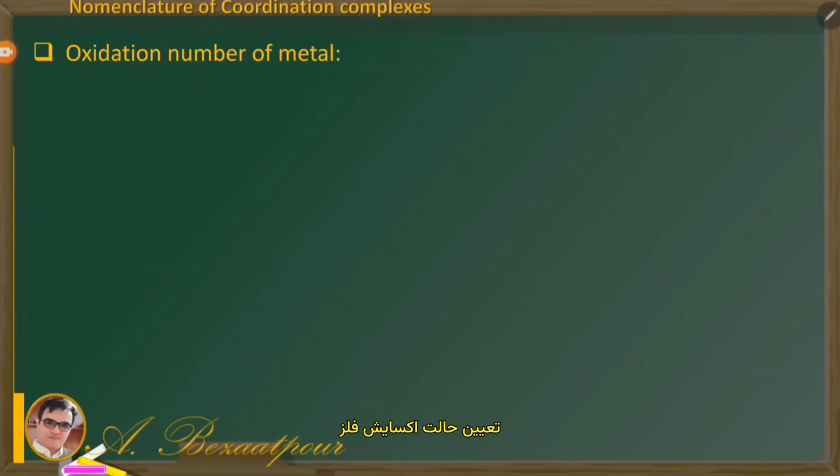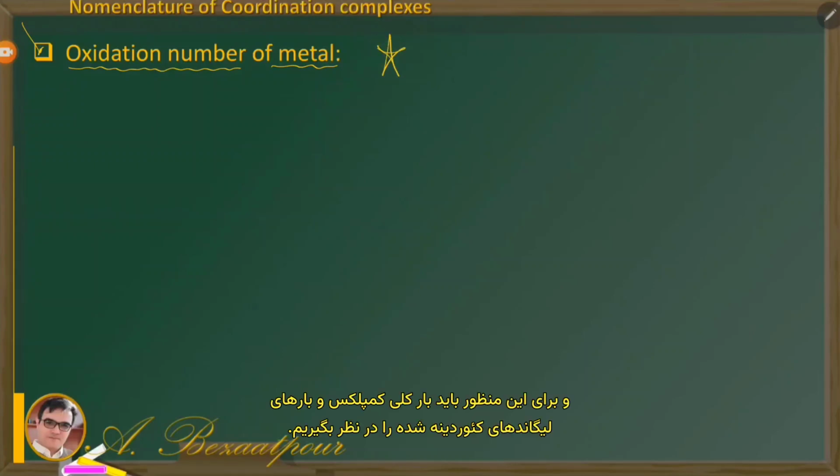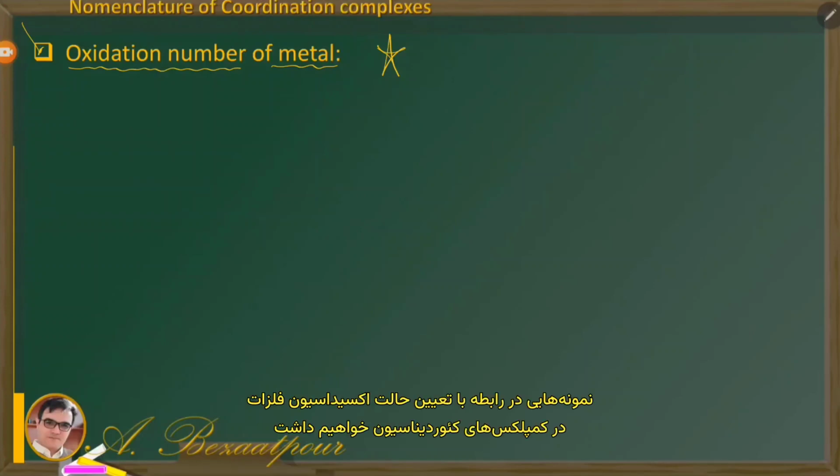Determination of oxidation state of metal. Determining the oxidation state of the metal is very important in the nomenclature, and for this purpose we must consider the overall charge of the complex and the charges of the coordinated ligands. For better understanding, we will have examples related to determining the oxidation state of metals in coordination complexes.